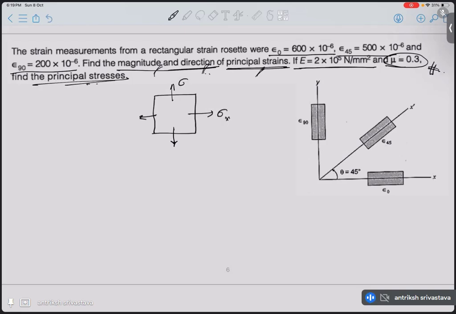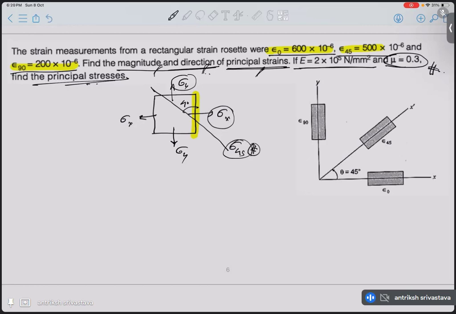So let's say this is sigma x, sigma y, sigma x, sigma y. We are given that this is sigma x, this is sigma y. So you can consider this as corresponding to epsilon 0 and epsilon 90, right? And then we are given epsilon 45. So it will be for a plane that is making 45 degrees with this x, right? Now we are given something which is related to stress.